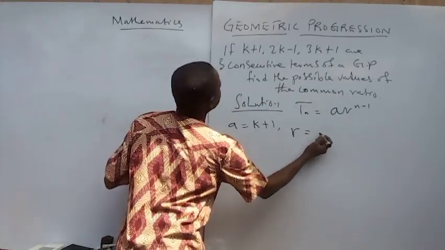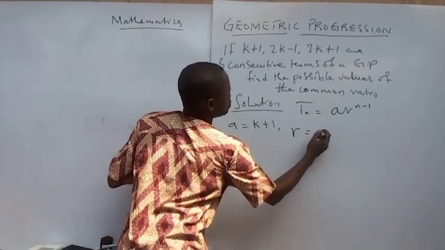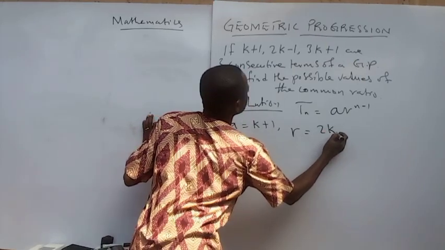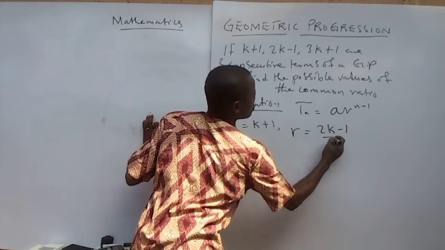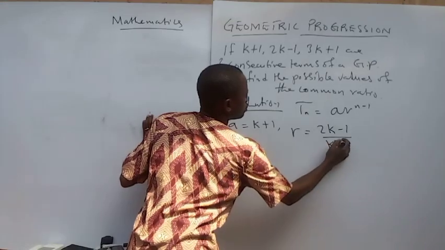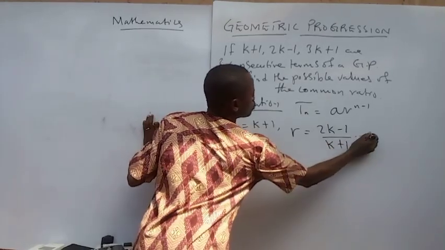So what we have here is r equals 2k minus 1 all over k plus 1. I can call this equation 1.